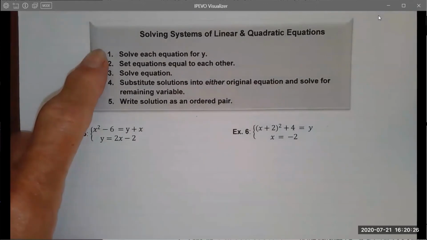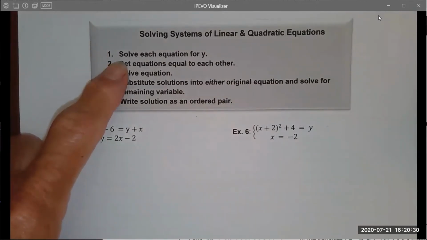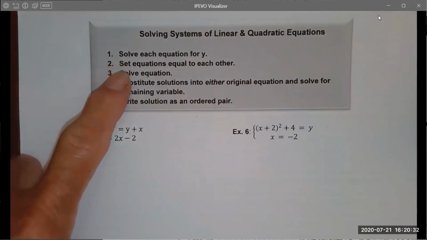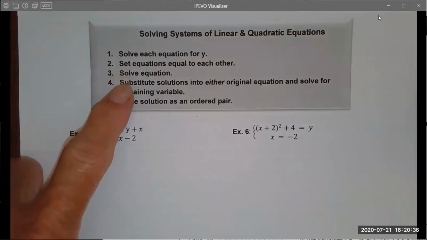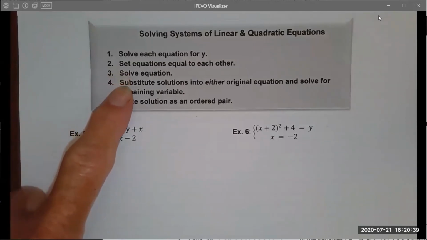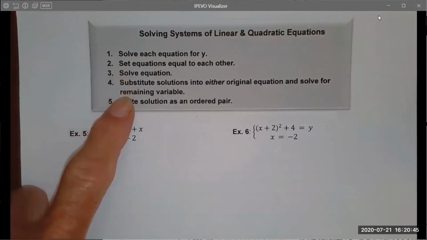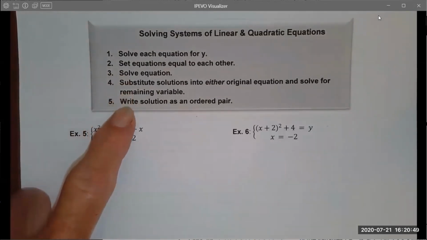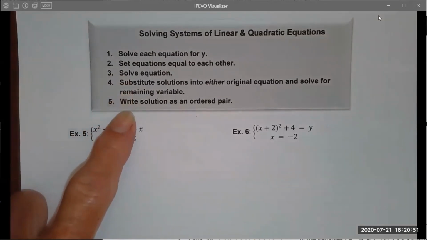So what we're going to do is solve a system of linear and quadratic equations. The first thing we're going to do is solve each equation for y. We're going to set the equations equal to each other using substitution. We're going to solve the equation that we come up with. And then we're going to substitute our solutions into either of the original equations, and then solve for the remaining variable. We're going to write our solution as an ordered pair.